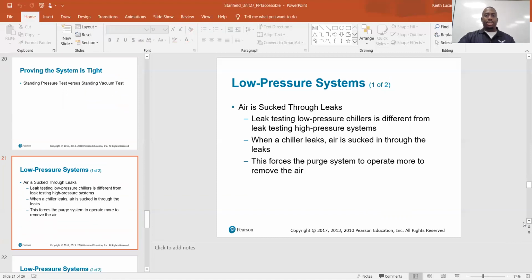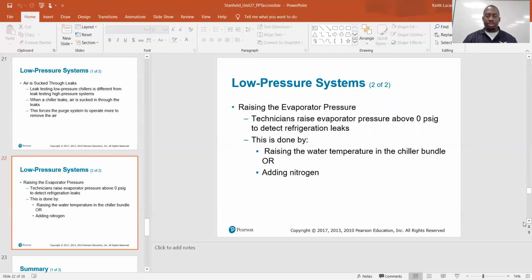Low pressure systems. Air is sucked through leaks. Leak testing low pressure chillers is different from leak testing high pressure systems. When a chiller leaks, air is sucked in through the leak. This forces the purge system to operate more to remove the air. So I think we talked about that yesterday and how those purge units work.